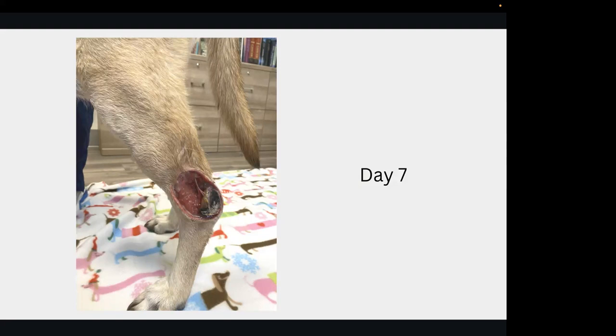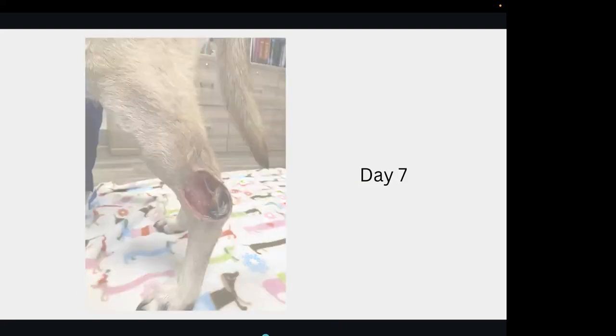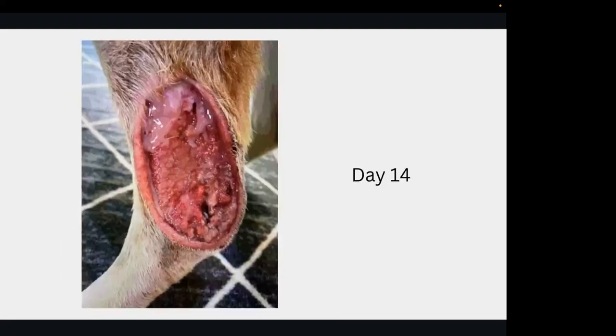But she was licking it and driving him nuts while he was on Zoom meetings with his clients. So we did sometimes put an e-collar on her when it was driving him crazy or when he needed to get some sleep. But this is what it looked like day 7. This is it on day 14, looking real gross.